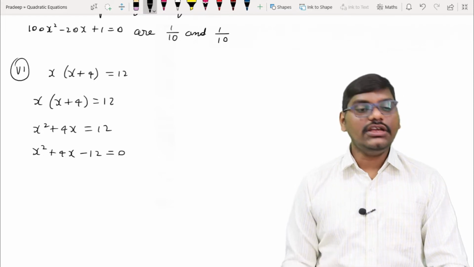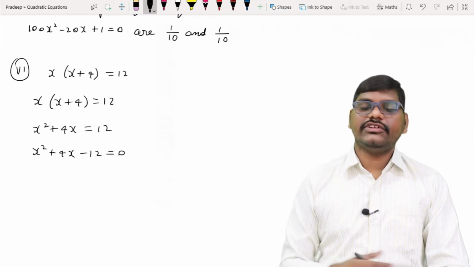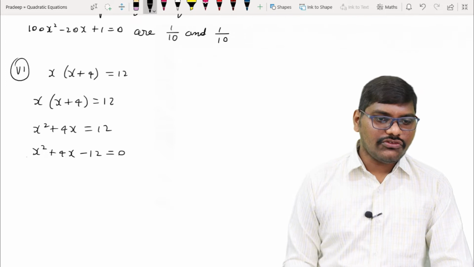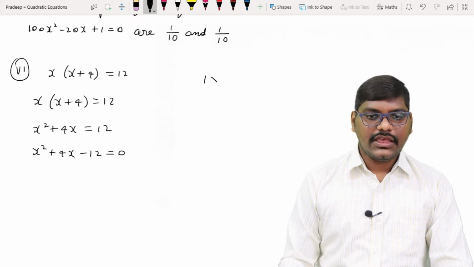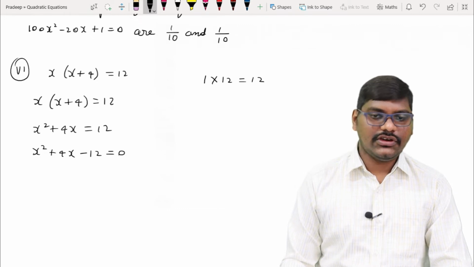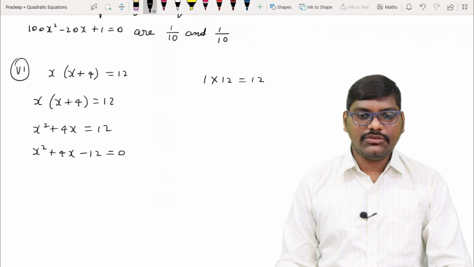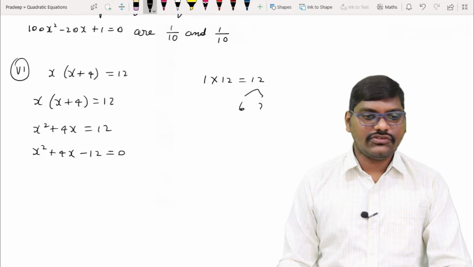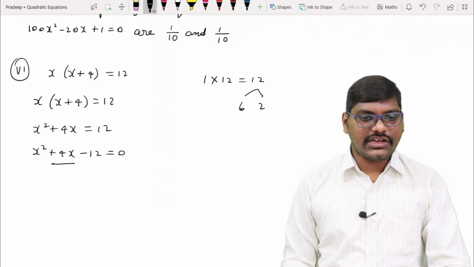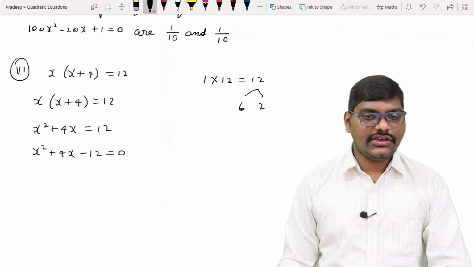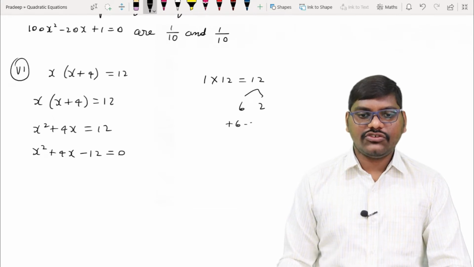Now we'll find the roots or the factors for this particular equation. So the coefficient of x square is 1 and the constant is 12, so 1 into 12 is 12. So we have to find the multiples that I can write. 6 into 2 is 12, right? It is perfectly satisfying the middle term, because I can take here plus 6 minus 2, that is nothing but 4 we will be getting.